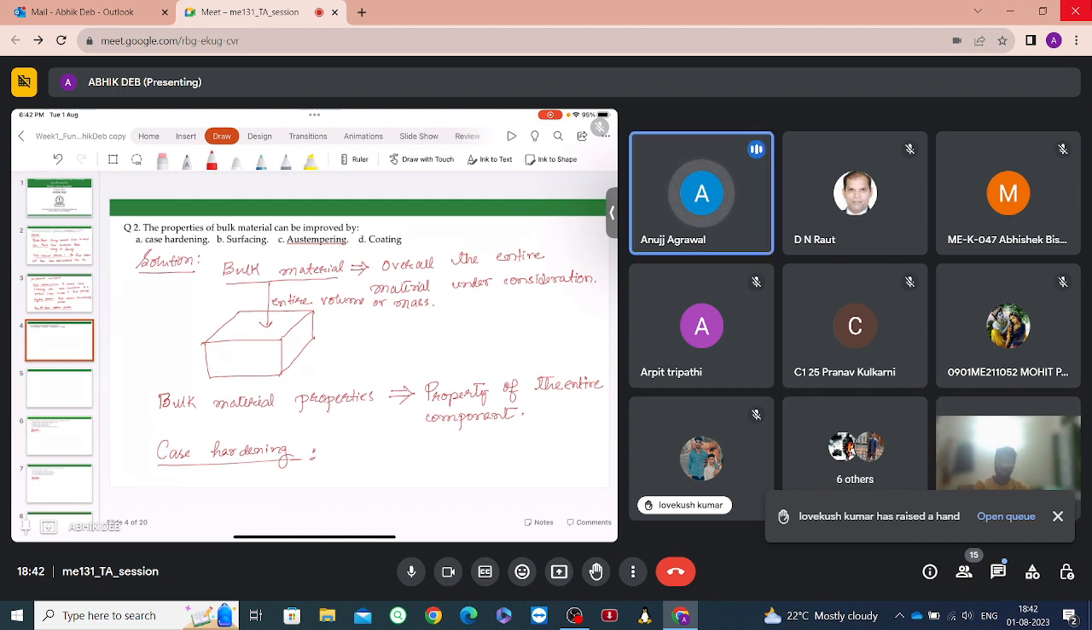Sir, I think also tempering is correct answer. No, is the difference between surface property and bulk material property clear to everybody? Yes, sir. Okay. Lavkush Kumar, if your question is answered, you can lower your hand. Okay sir.